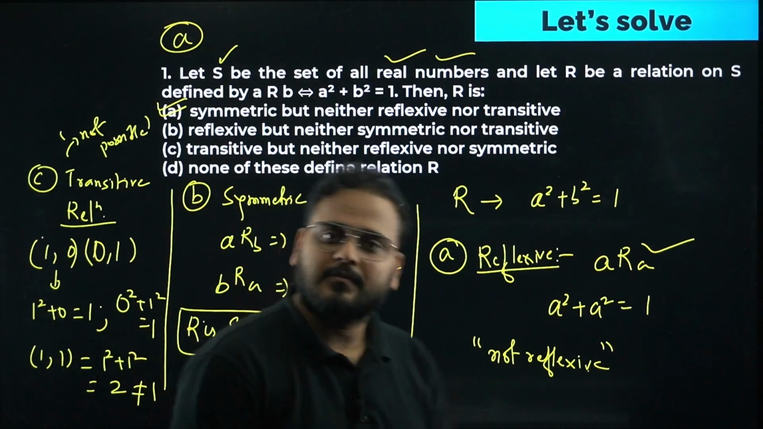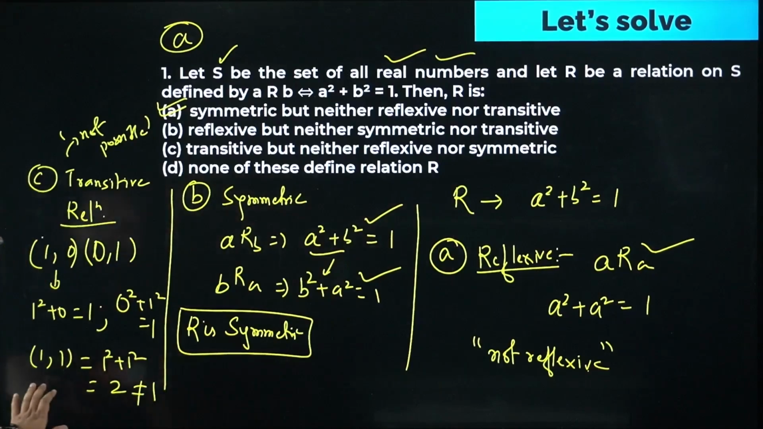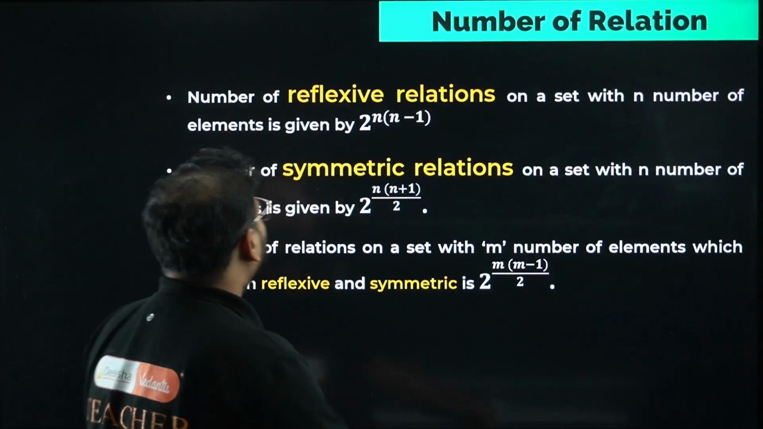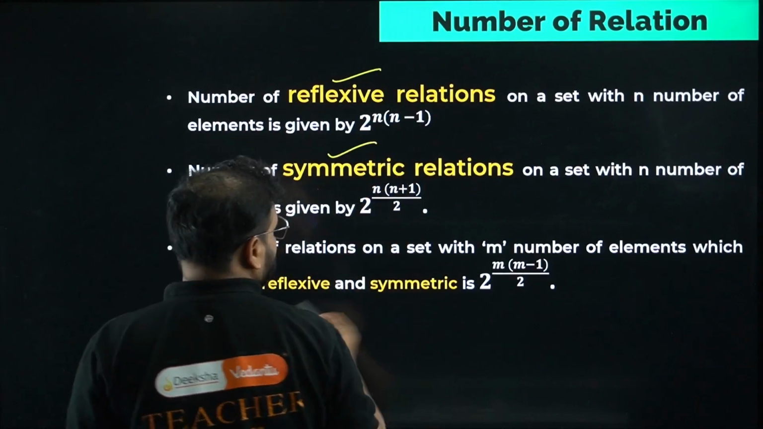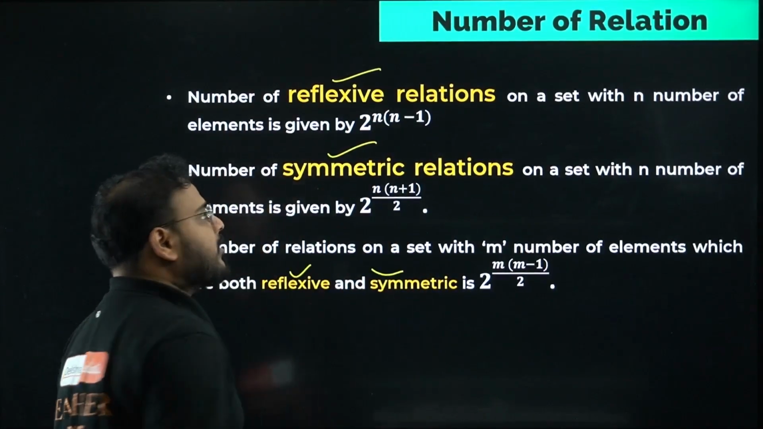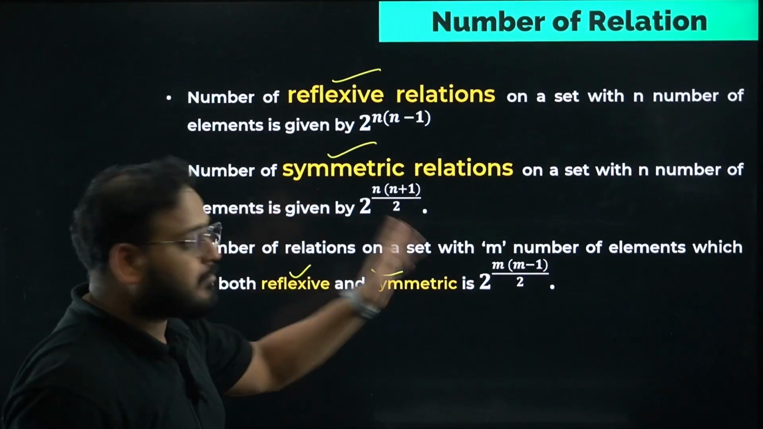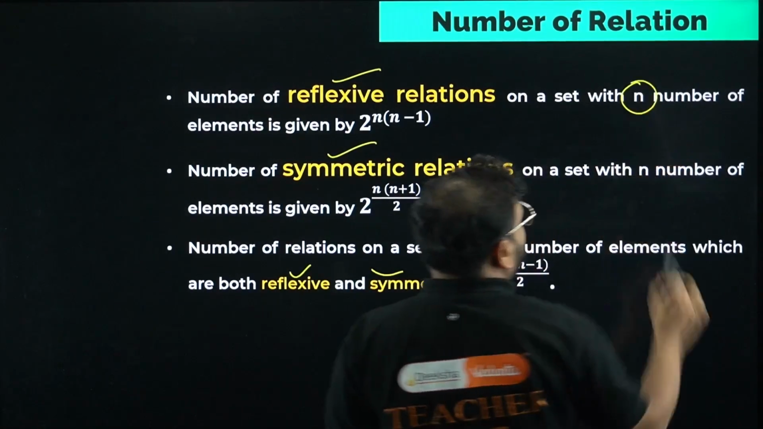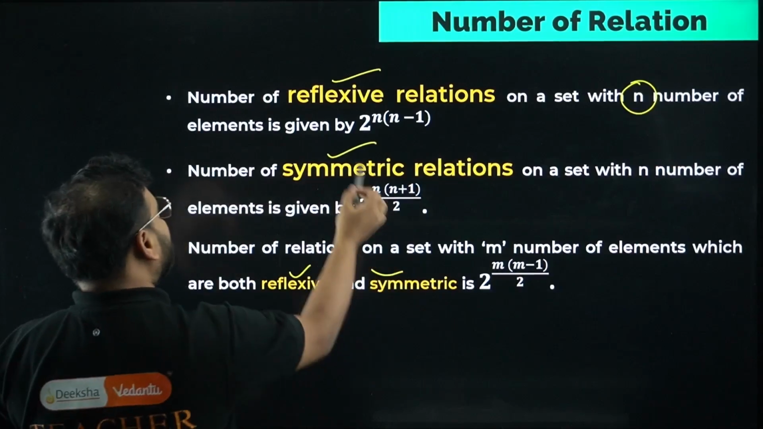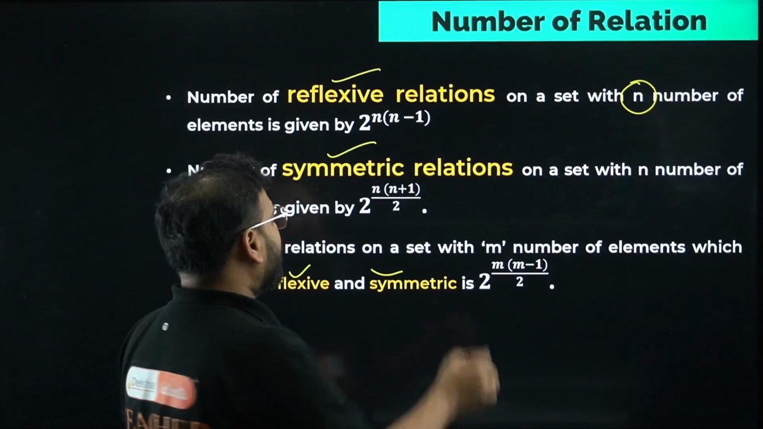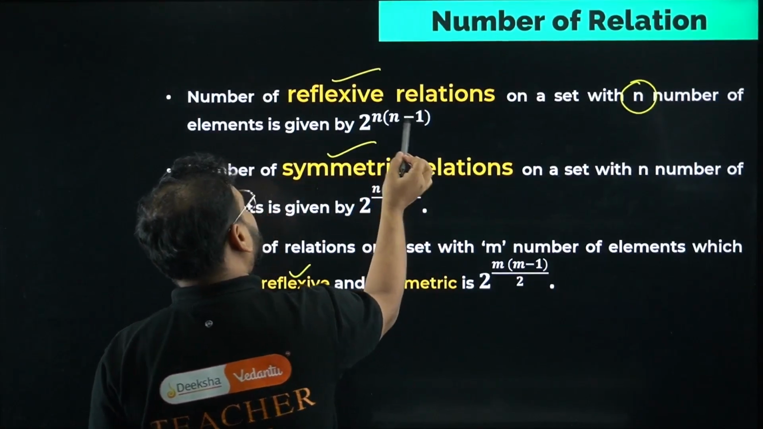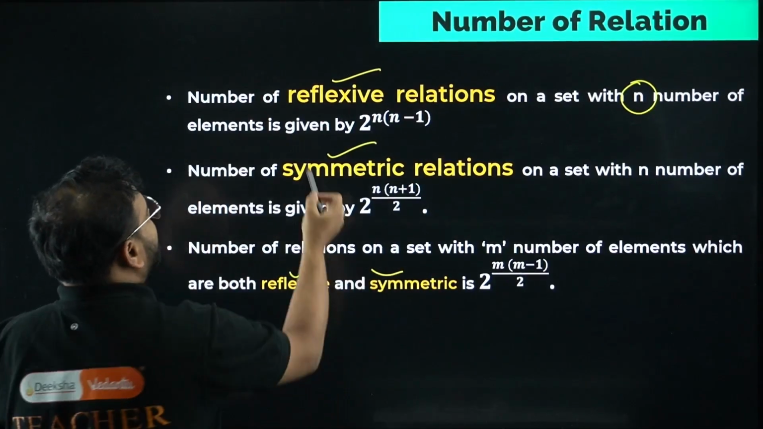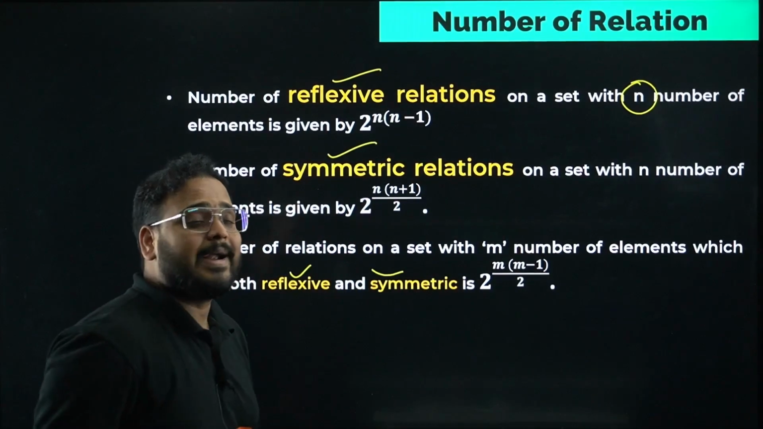I hope this is clear. Alright, so let's move on now. Next is the number of relations, whether we talk about reflexive, symmetric, or the combination of both. When we talk about reflexive relations for a set with cardinal number n, the answer is given by 2 power n times (n minus 1). This is the number of reflexive relations, whereas in the case of symmetric, you have n times (n plus 1) by 2.